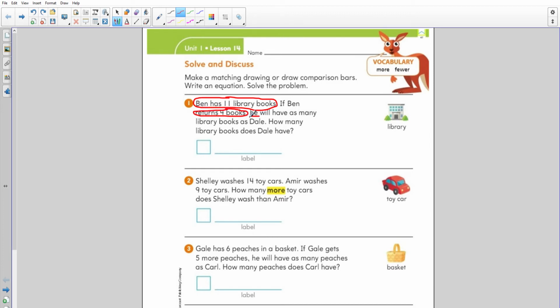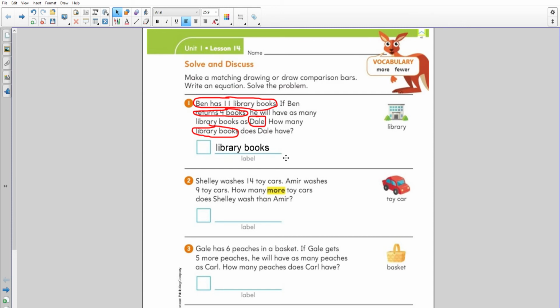The second person is Dale. Dale is our second person who also has library books. One last part, looking for the label. How many library books does Dale have? As always, I look for the words how many. And I'm going to circle 2 words here, library books. Keep in mind, that means now I have my label. I'm going to quickly go ahead and put library books down for our label since that's what we're looking for.